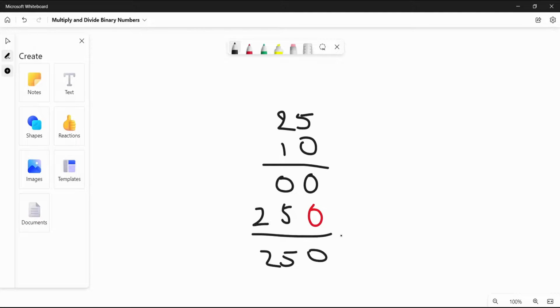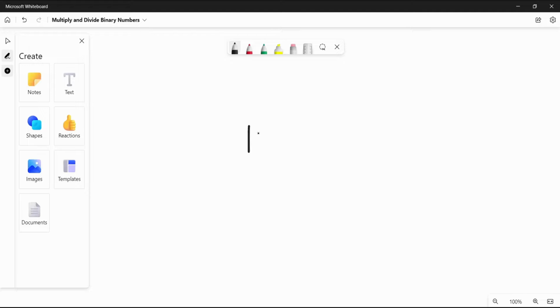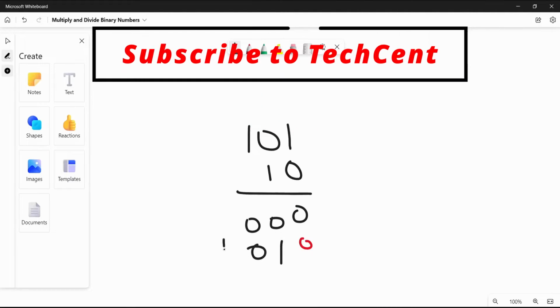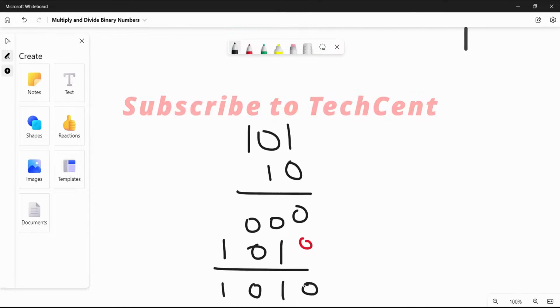Same with binary numbers. So if I gave you 101 multiplied by 10, 5 multiplied by 2 should give us 10. So we start with the 0, 0, 0, 0, then we shift once to the left and then start with 1. 1 and 1 is 1, 1 and 0 is 0, 1 and 1 is 1. So we add them, 1, 0, 1, 0, we got 10.